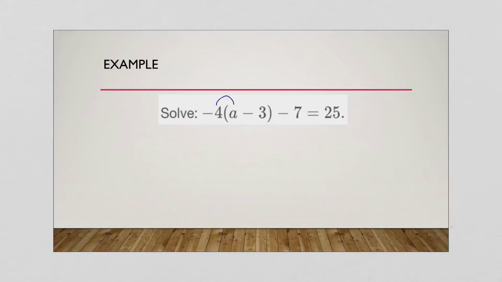So you would do -4 times a, -4 times -3, and that's a stop sign. So I can't multiply the -4 times the -7. So you get -4a, you get plus 12 minus 7 equals 25. And so now our like terms are right here, so we're going to combine those.